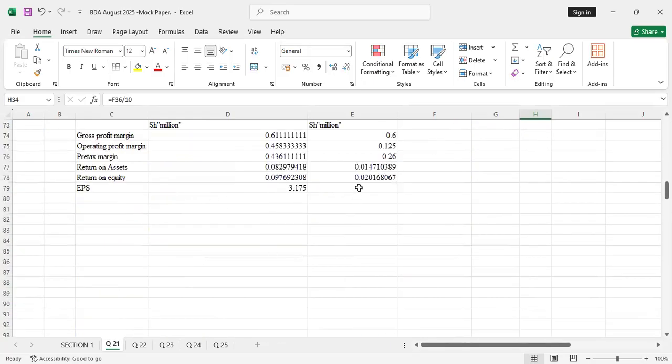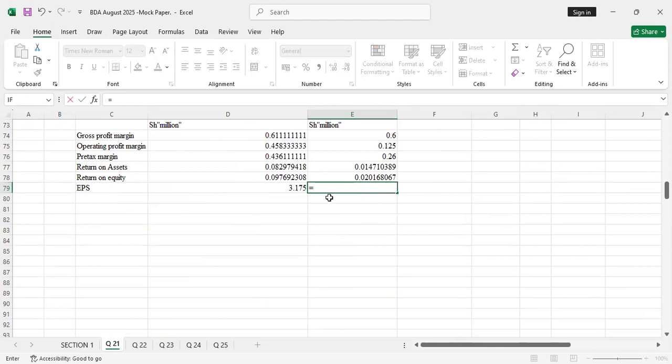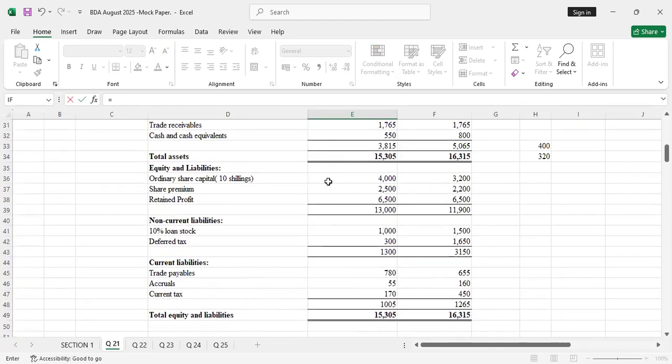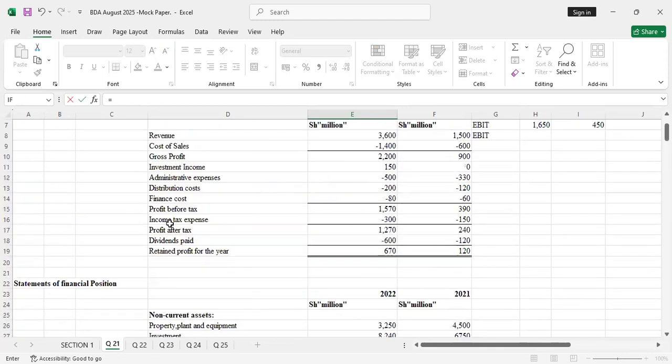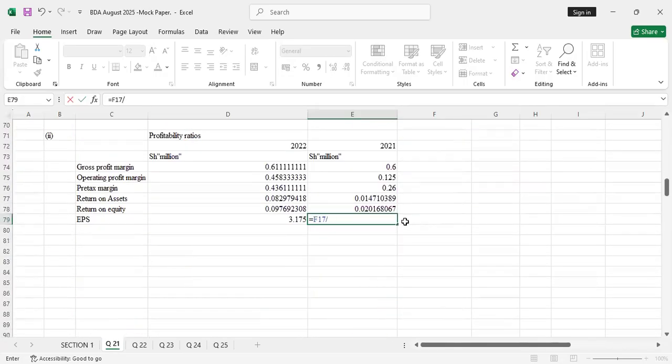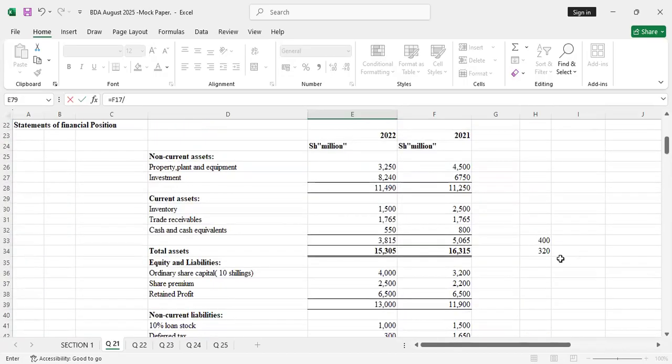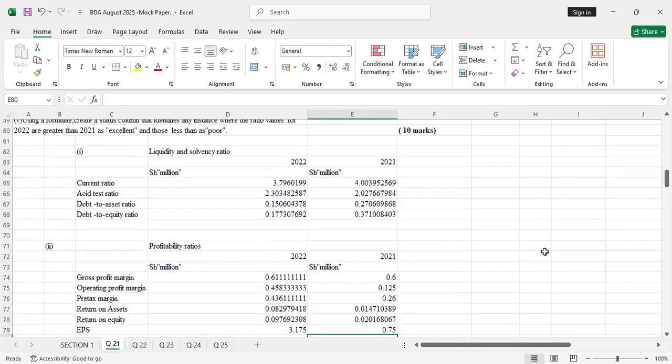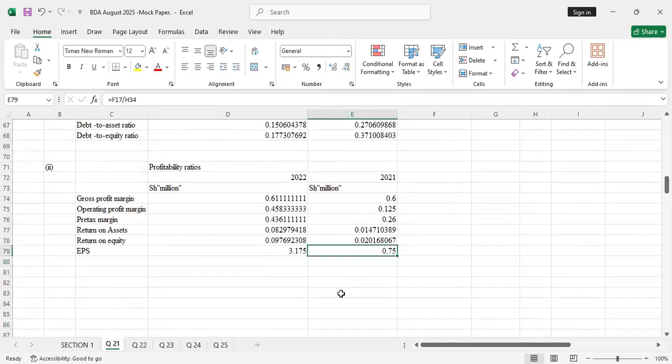So you just come here and take the net profit for 2021, which was 240. You divide by what? You divide by 320, which is the number of shares. So the earning per share for 2021 will be 0.75.